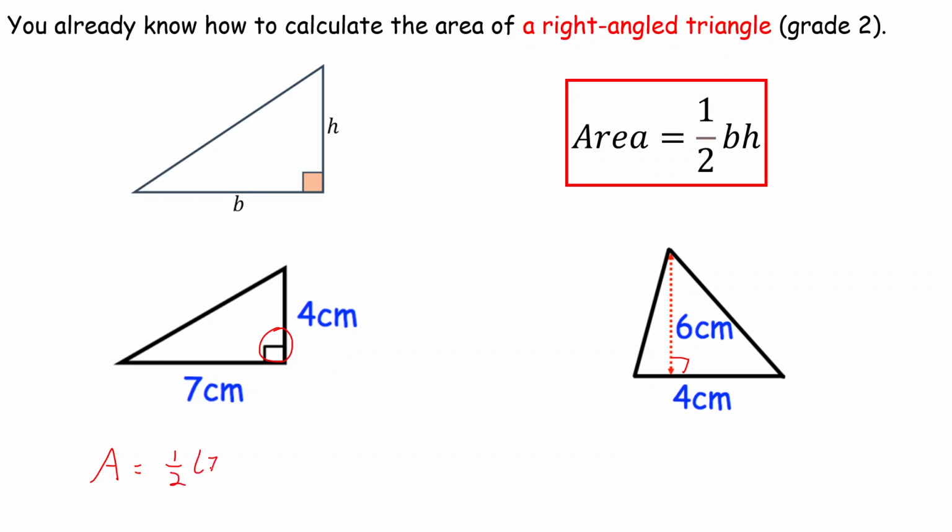So the first one, area A is going to be half times the base, which is 7, times the height, which is 4. Well, 7 times 4 is 28. Half of 28 is equal to 14. So 14 cm squared for the first one.